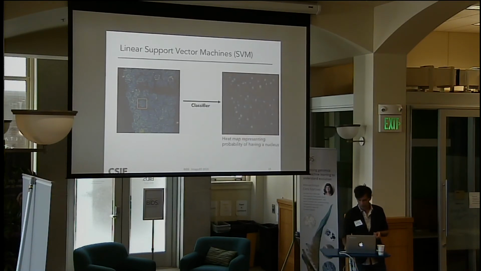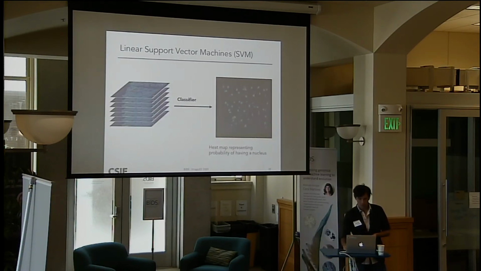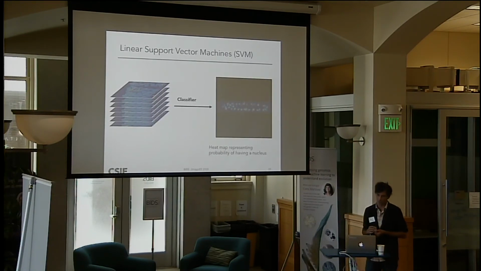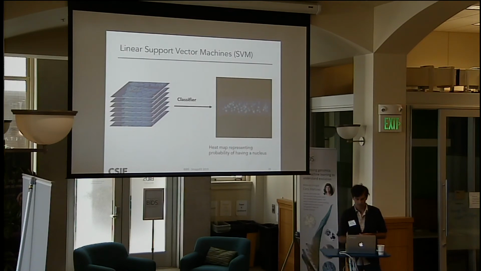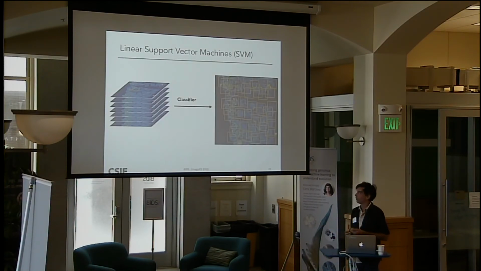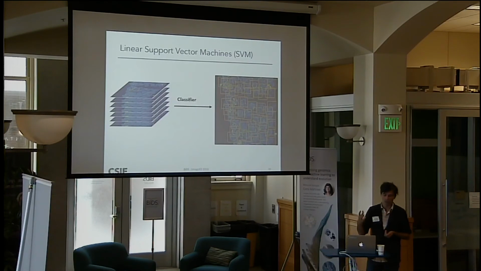So out of that, I get a heat map that represents the probability of having a nucleus at a specific region. And just to remind you, this is a volumetric heat map. And this little video was actually made using Napari, which I am using a lot these days, and it's been extremely helpful. So then, I can find all the different nuclei in the volume.